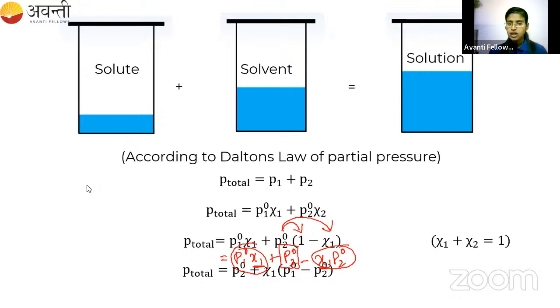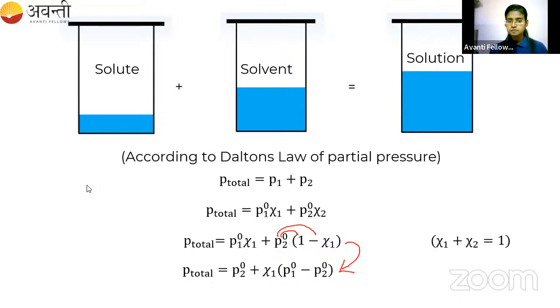So can you all understand the final step? Can you all understand how we have arrived at this final step from this step? Just multiply this term, then take X1 separately out. You will end up with P1 naught minus P2 naught into X1 plus P2 naught. Clear?